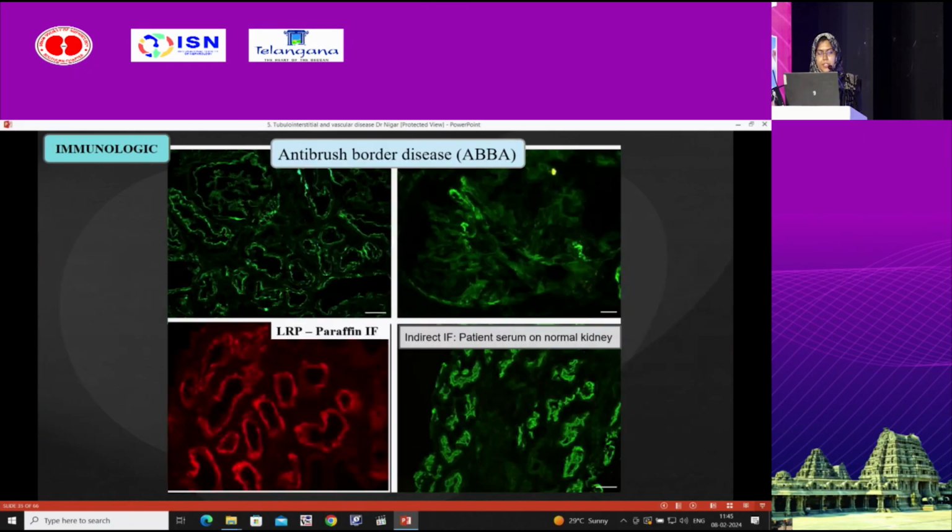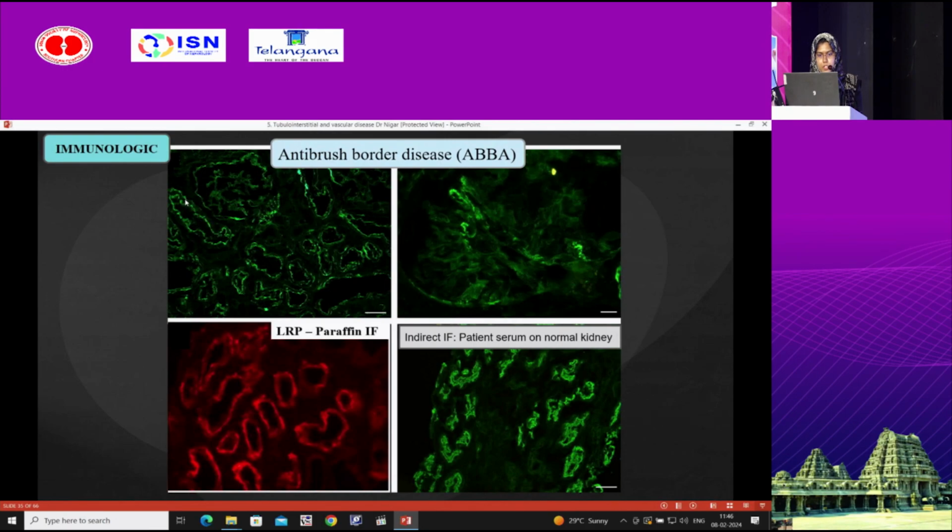The next is anti-brush border disease. This is due to antibodies against LRP2, which is lipoprotein receptor related protein 2, and there is a characteristic IF finding of this. There are deposits along the TBM, and towards the luminal side along the brush border also there is staining.